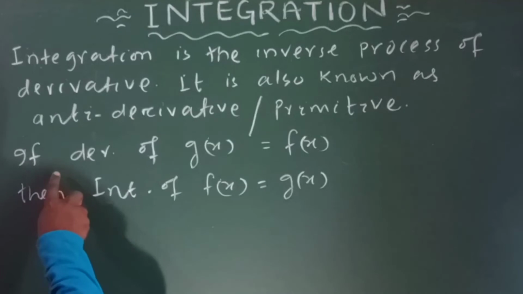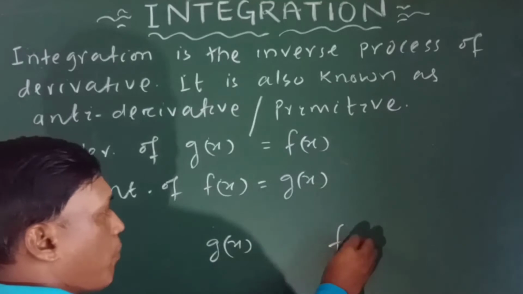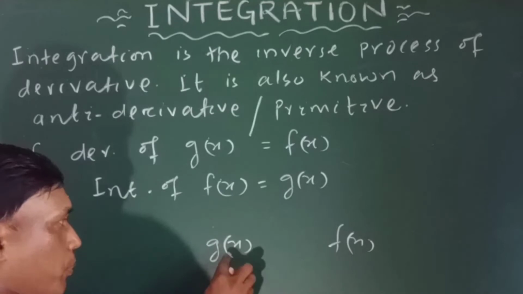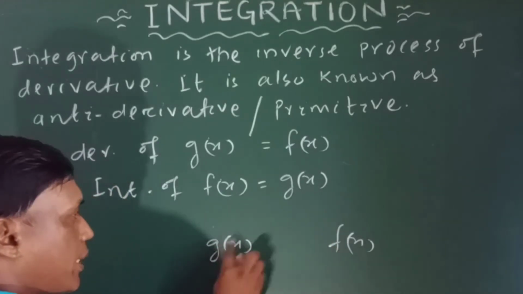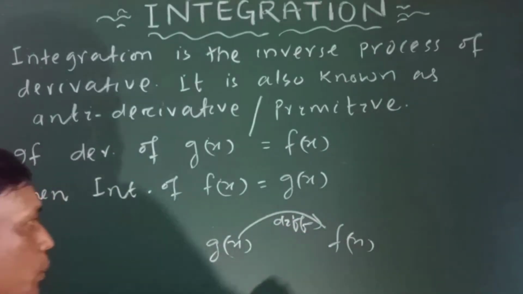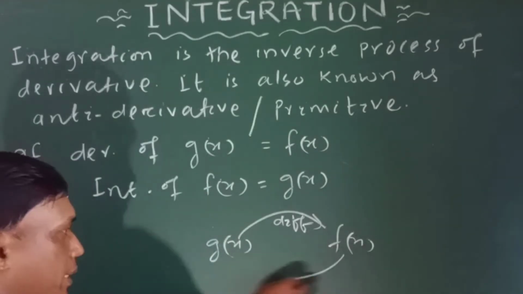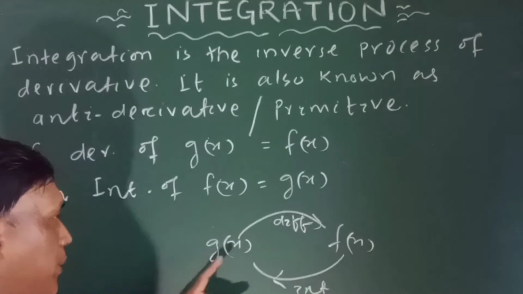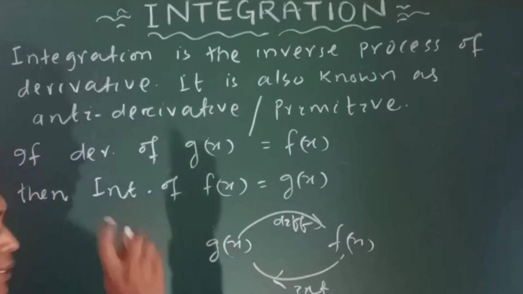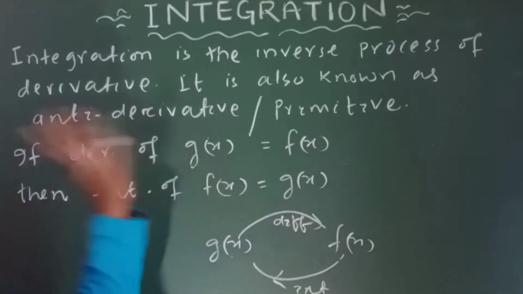Now let the derivative of g of x be f of x. That means g of x is a function, f of x is a function. When we move from g of x to f of x, the process is differentiation or derivative. So the inverse process of differentiation, which moves from f of x to g of x, is integration. That means if the derivative of g of x is f of x, then the integration of f of x is g of x.